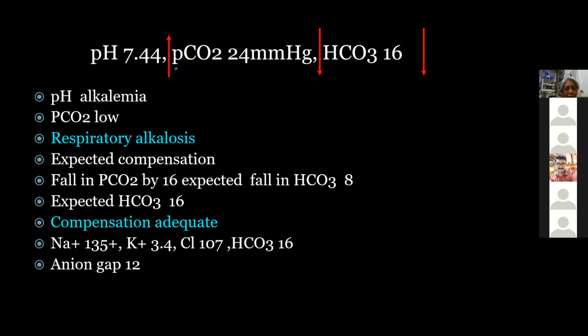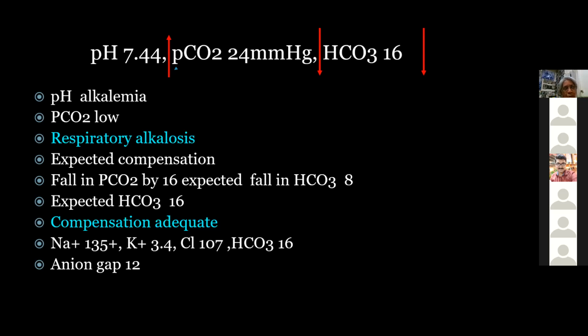And what about the anion gap? I give you that also. So when you calculate, your anion gap looks as 12. So what would be your conclusion here? Respiratory alkalosis with compensated metabolic acidosis with normal anion gap.